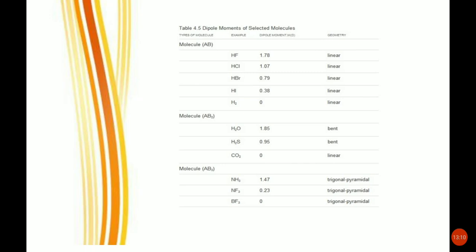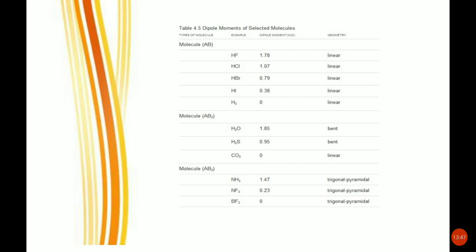Here the molecule is AB type. First of all we discuss molecule AB type. AB type means only one A atom and only one B atom. HF, hydrogen fluoride: dipole moment 1.78, geometry linear. HCl, hydrogen chloride: 1.07 in Debye, linear geometry. HBr, hydrogen bromide: 0.79 Debye, linear. HI, hydrogen iodide: 0.38, linear. Here electronegativity decreases, dipole moment also decreases.